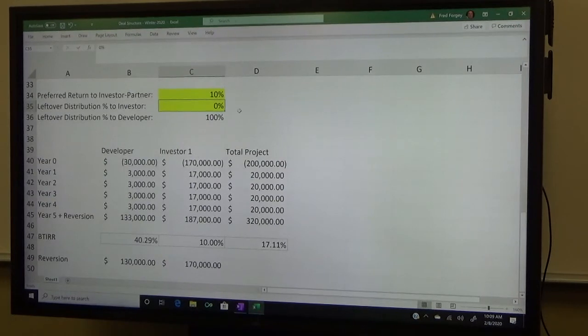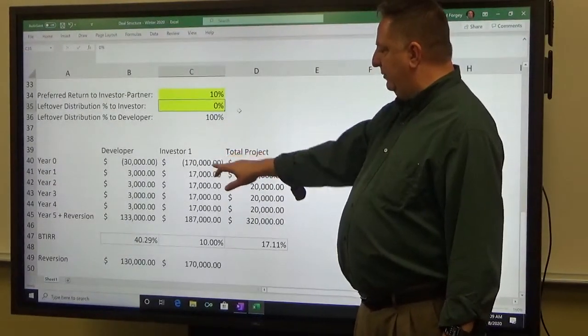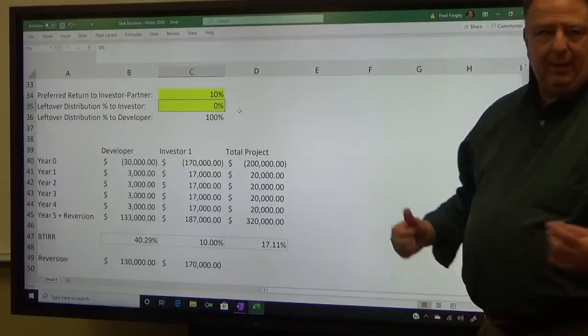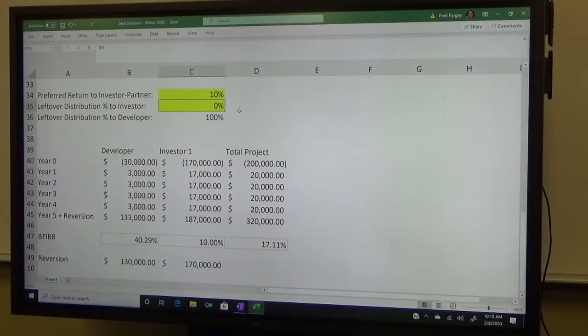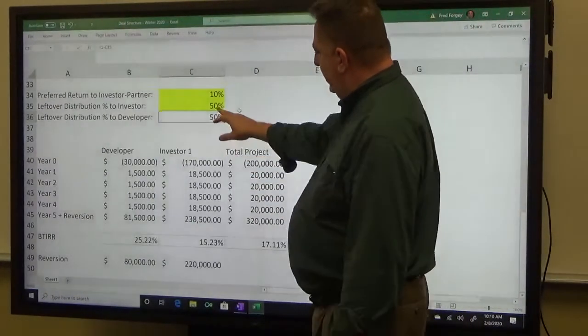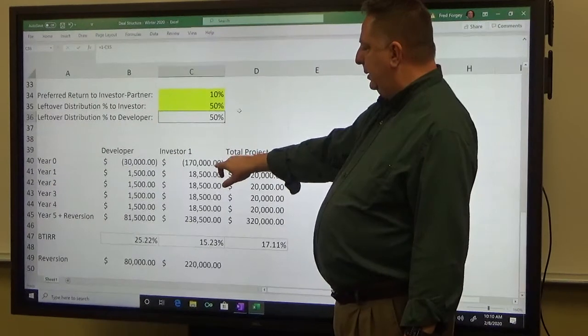Once again, after we've met that threshold of the preferred return of the 10%, with what I've got up here on the screen, all the remaining cash flow goes to the developer. If your total cash flow is 20,000 and you're paying 17,000 to the investor, what does that leave you with? 3,000. Okay? Is everybody comfortable with that? Yes or no? Okay, now, if all of a sudden we make this 50-50, think about the math here in your head for a second. To make that 50-50, first of all, they are going to get 17,000.